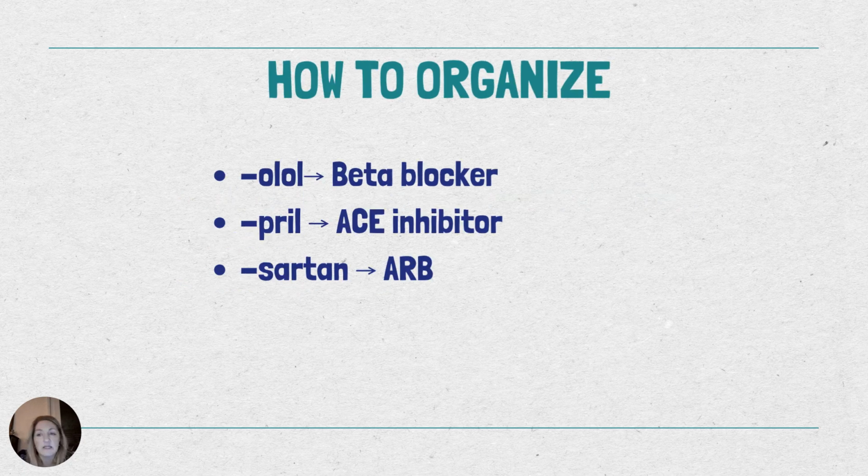So if you take nothing else away from this week, you need to take away these naming patterns. If it ends in lol, it's a beta blocker. If it ends in pril, it's an ACE inhibitor, and if it ends in sartan, it is an angiotensin receptor blocker. Yeah, you're going to see these your entire career. So go ahead and lock these in now.